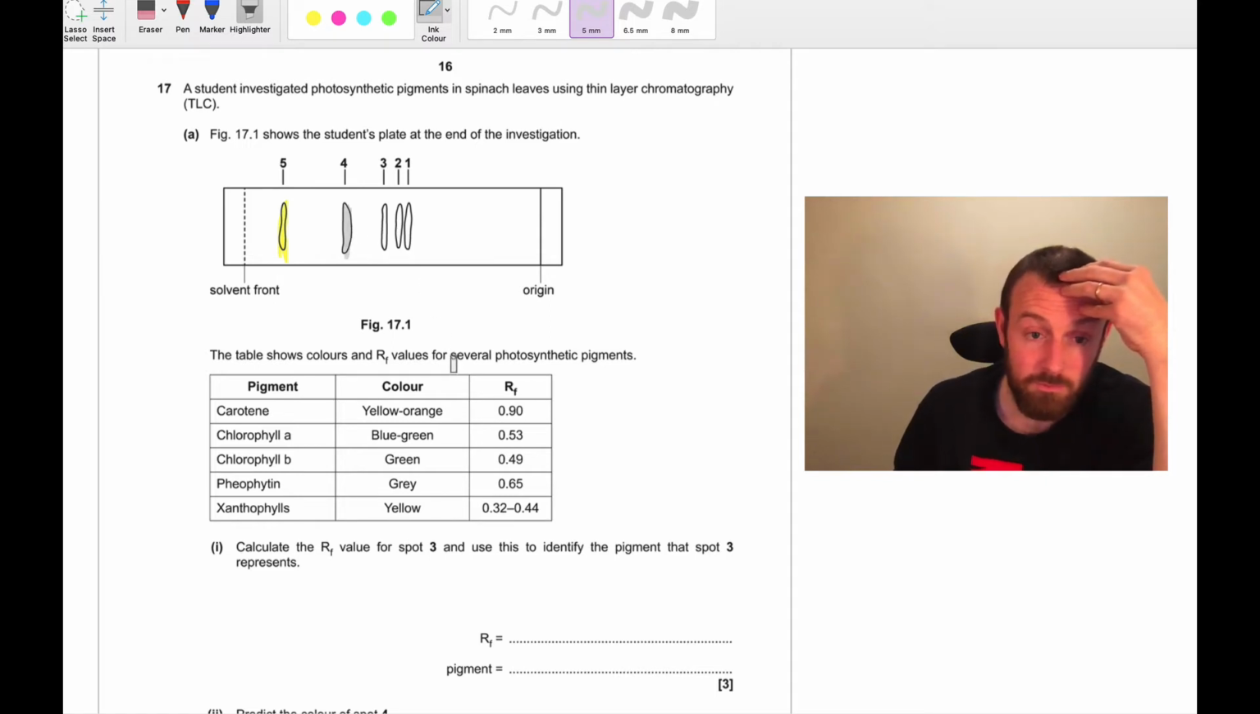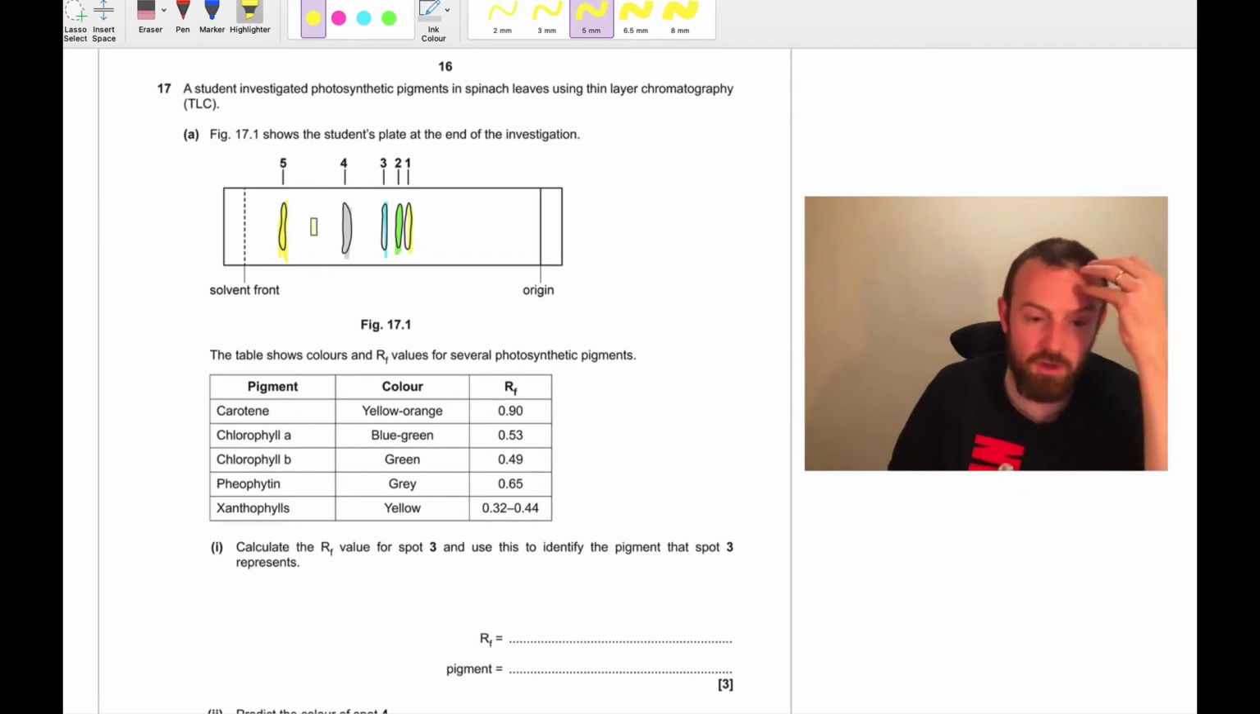What's the next one? We've done the top one. We've done the next one. The next one is going to be 0.53, so that's going to be a bluish greenish one. And then after 0.53, we've got 0.49, which is chlorophyll B, so that's just a green one. And then the xanthophyll one is another yellow. Okay, this would be a bit yellowy orange.